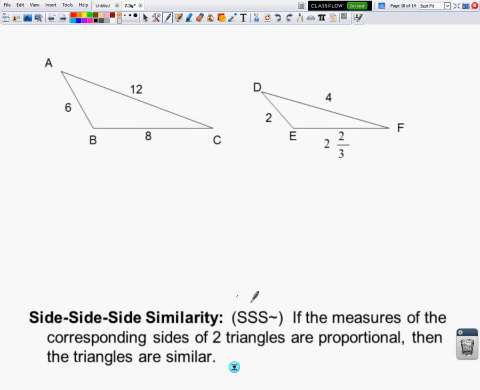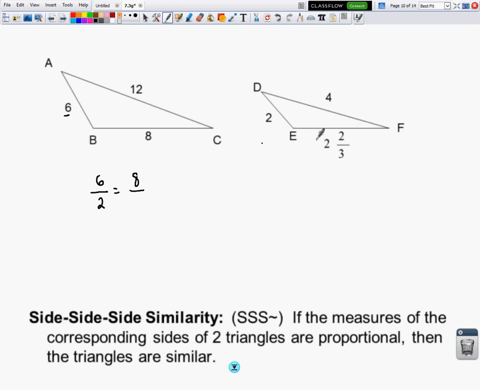The second method is like congruency where we had side, side, side. It is side, side, side similarity. It says if the measures of the corresponding sides of 2 triangles are proportional, the triangles are similar. In other words, I don't have to know about the angles. I can prove that the 2 triangles are similar if I can show that the 3 sets of sides, in fact, are proportional. If I take the smallest side, 6, and I compare it to the smallest side in the other triangle, 2. It should be equal to the medium-sized, 8.